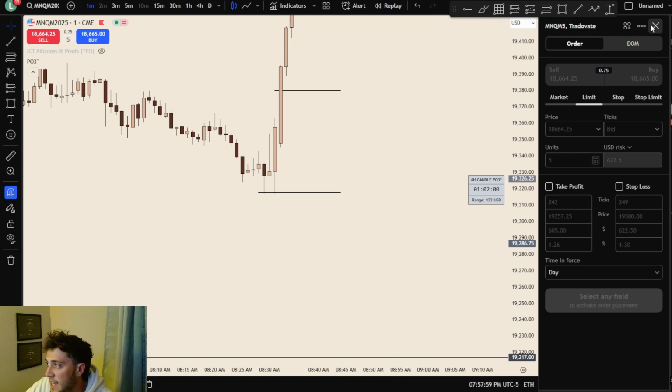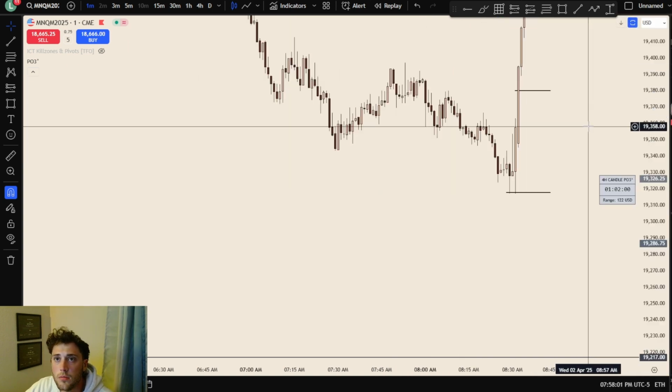So basically I gambled market open. Don't do that. If you have rules and they work, stick to it. I don't know why I'm hopping around.